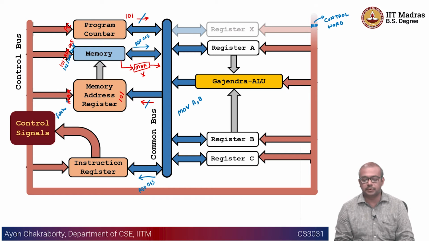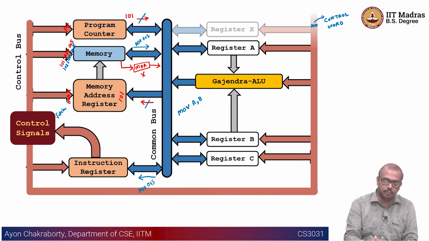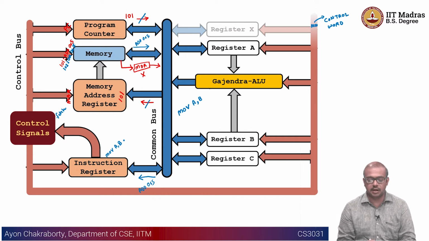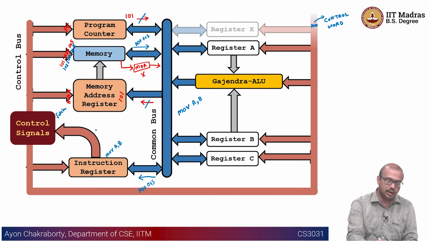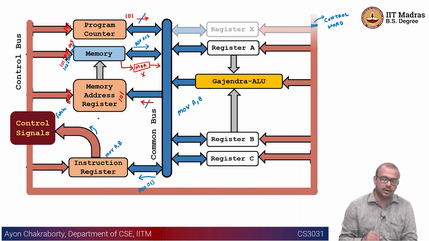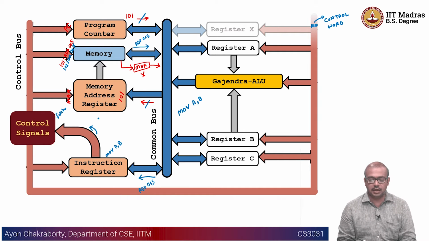Okay, so suppose it fetches this instruction called move a comma b in the instruction register. So move a comma b, or the machine code equivalent of move a comma b, is going to be loaded in the instruction register. After that, the instruction register is going to tell the control signal. As you see, this arrow goes to the control, and it tells that, oh, this is a move instruction.